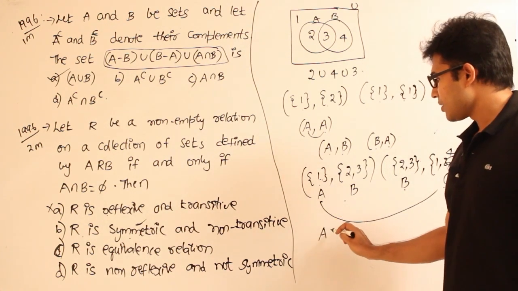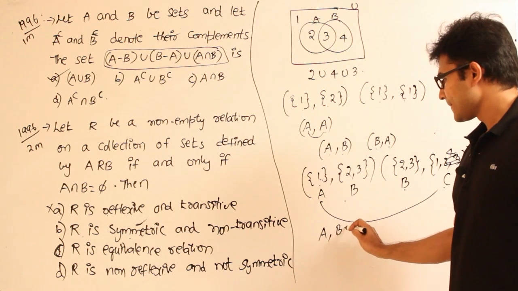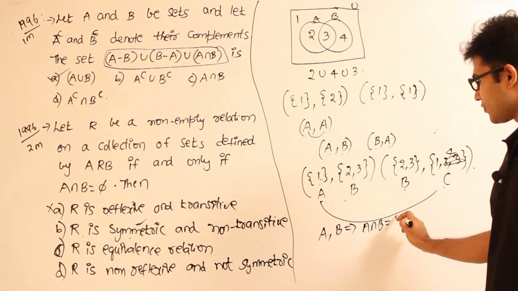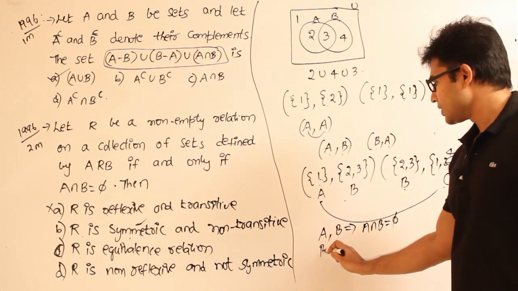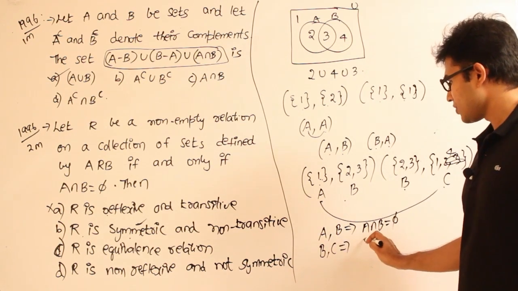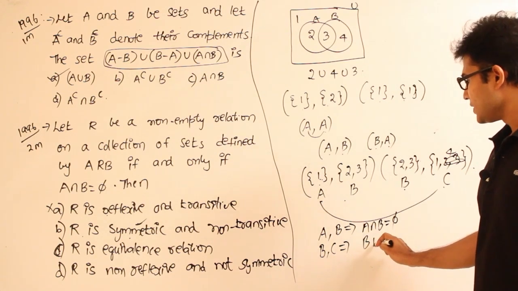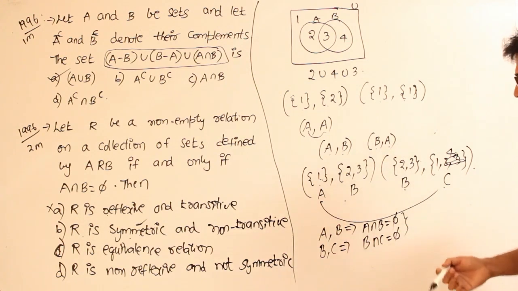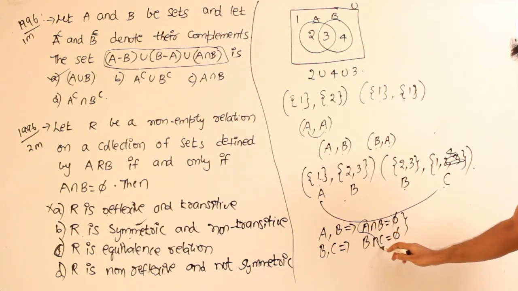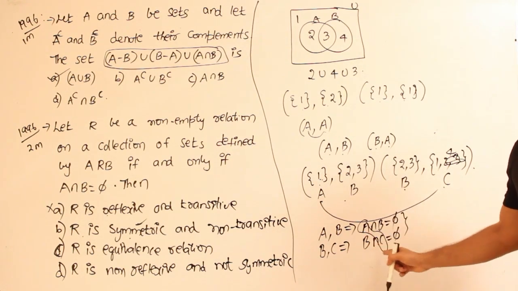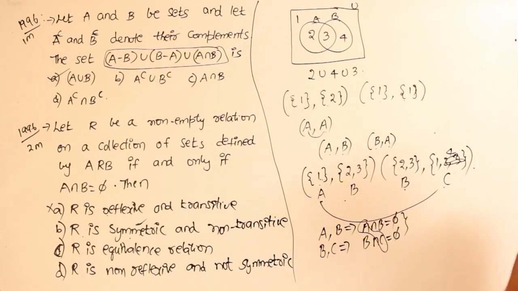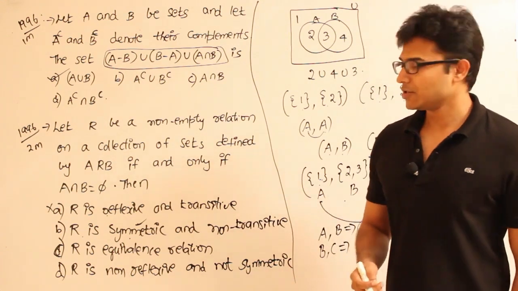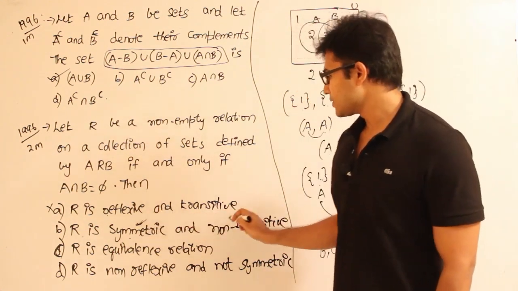If A comma B belongs to relation R, what does it mean? A intersection B equal to 5, fine. And then if B comma C belongs to relation R, it means that B intersection C is equal to 5. But then from these two we cannot derive that A intersection C is equal to 5. They need not be disjoint, right? There can be some intersection. Therefore from this counter example I can prove that it is not transitive. So it is symmetric and it is not transitive.